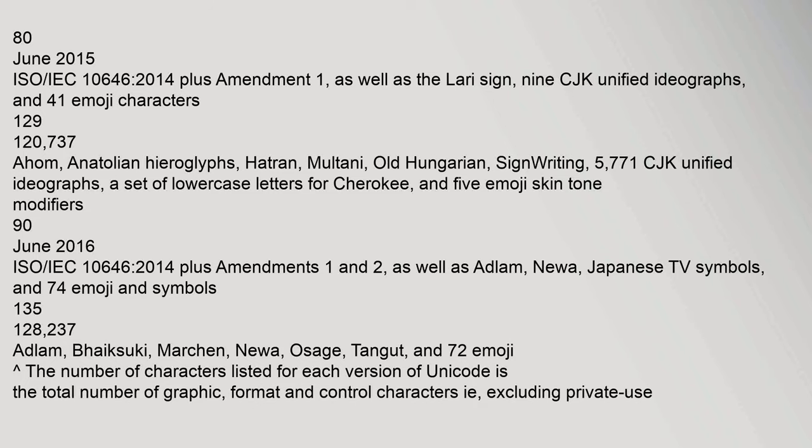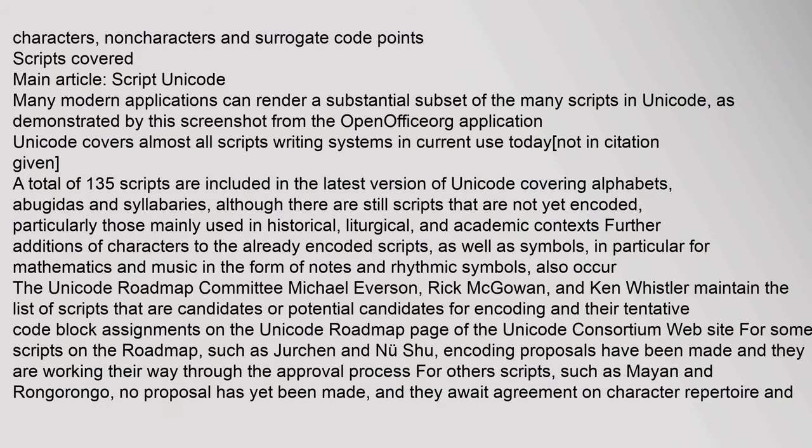The number of characters listed for each version of Unicode is the total number of graphic, format and control characters, i.e., excluding private-use characters, noncharacters and surrogate code points. Scripts covered.